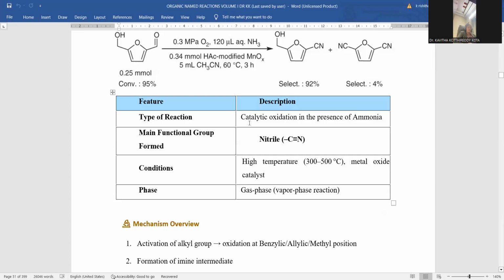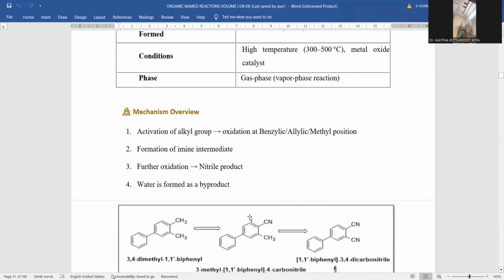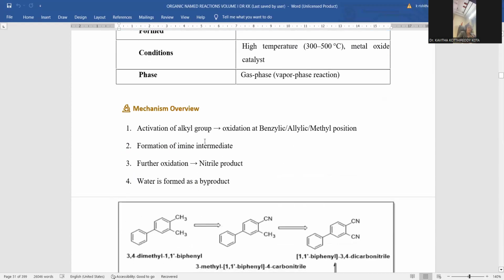Conditions: high temperature, you need to perform at 300 to 500. If a catalyst is applied, the temperature needed is only slightly higher than room temperature. A metal oxide is taken as the catalyst, and at 300 to 500 the molecules are in the gas phase, so a vapor phase reaction is suitable for this ammoxidation process. If you want to observe the mechanism of the reaction, activation of the alkyl group is step number 1, and formation of an imine intermediate takes place. Further oxidation makes nitrile product formation possible. Water is obtained as a byproduct.